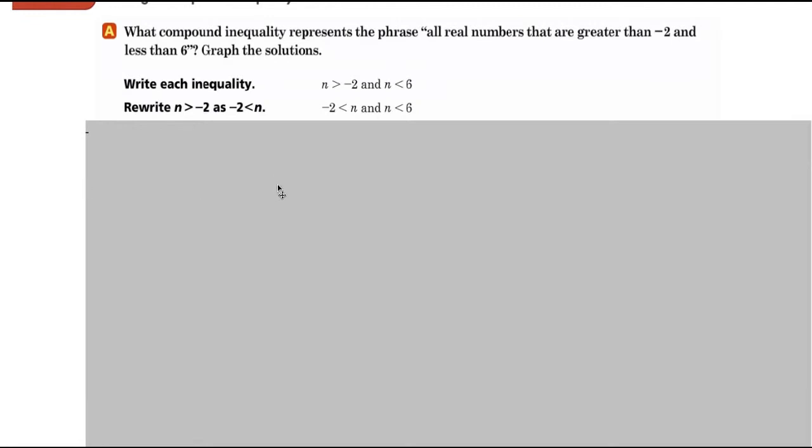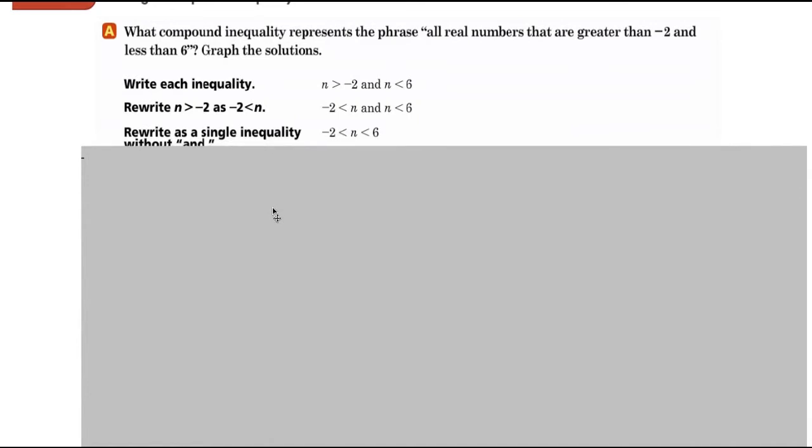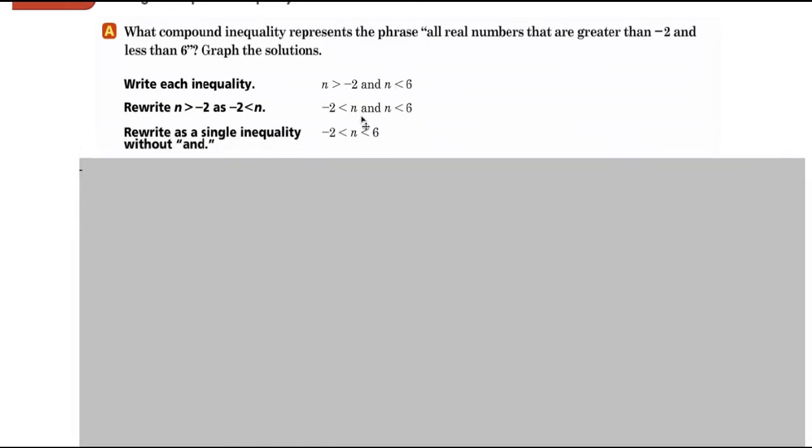Now if we move further, we're going to write this inequality. We changed the second one, and since it has the word "and," we're going to combine them, having the n in the middle. So -2 less than n and n less than 6 is equivalent to this one right here. Now we have a single inequality to represent the word "and." The word "and" means that you're combining, and you're going to end up with n being in between two numbers.